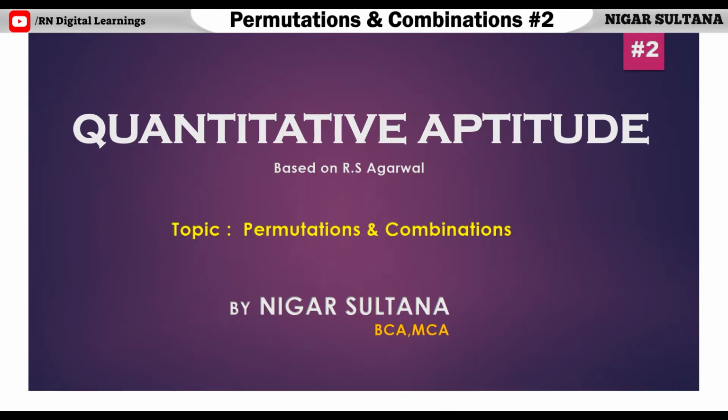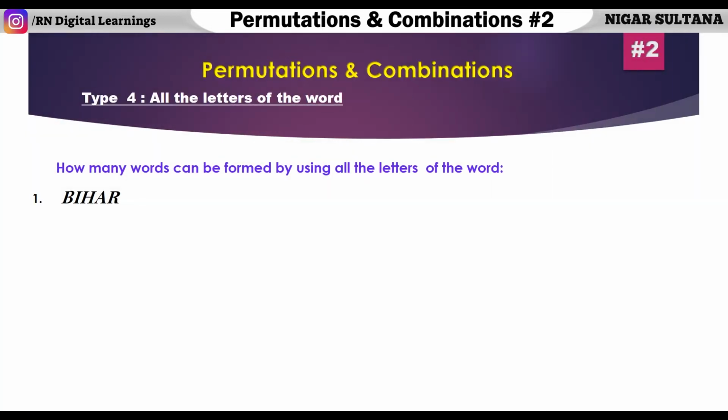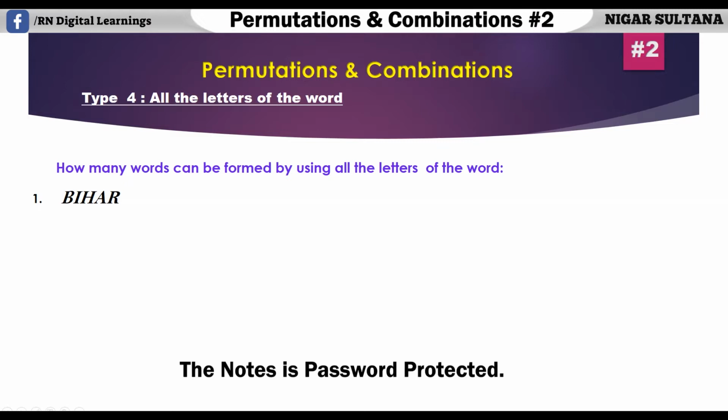Before we start this session, let's quickly revise the concept of the previous video. We have learned what is factorial, and how to find the permutation and combination. Already three types we have learned. In this video, we are going to learn three more types: type 4, type 5 and type 6. Before we understand this concept, let's revise what is permutation. The number of ways we arrange a group of objects is nothing but permutation.